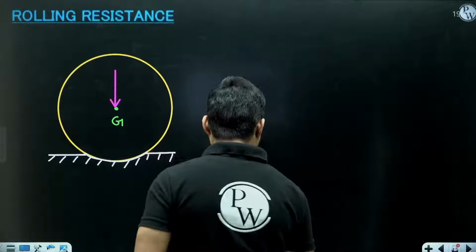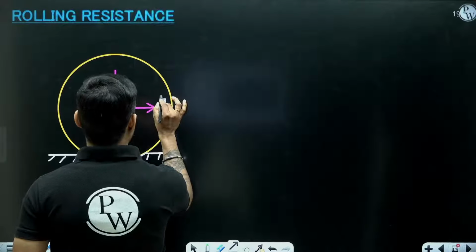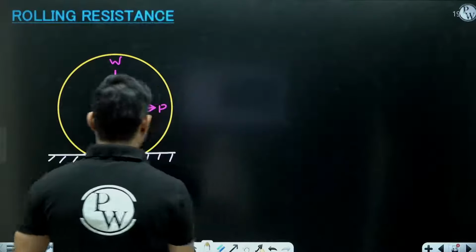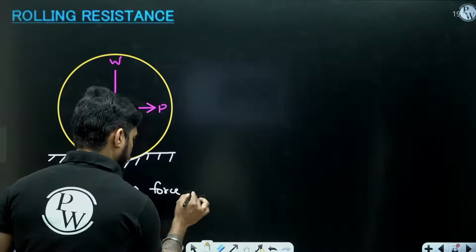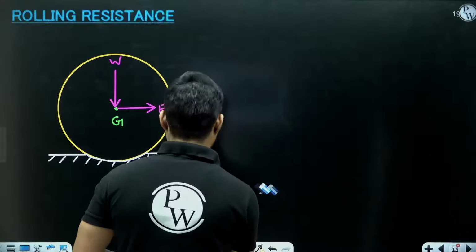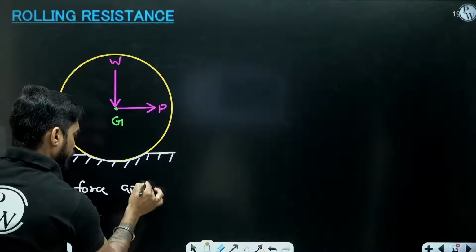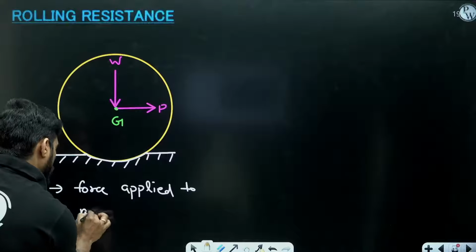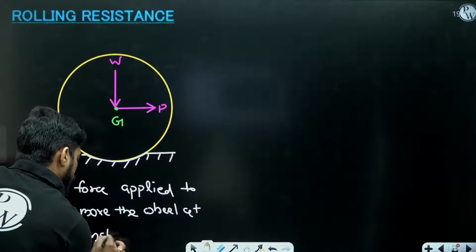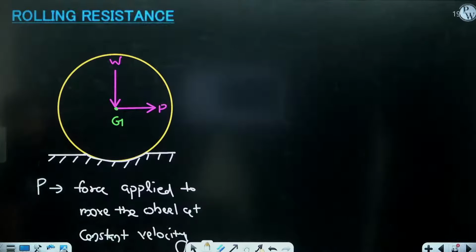But let's say we are applying a force here in order to move this block. What is this P? P is the force applied to move the wheel at constant velocity. Now understand the meaning of this. P is the force applied to move the block at constant velocity.